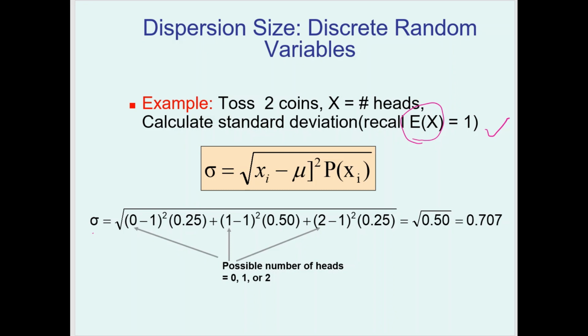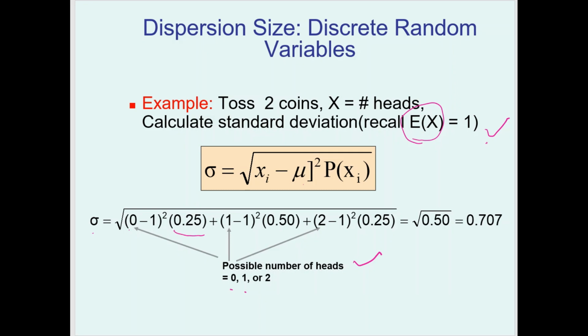And how do we plug in the values? Still remember that the possible numbers of heads that you listed just now are 0, 1, and 2, right? So we just plug in x equals to, the first one we start with 0. So 0 minus 1 here. Why do we put 1? Because this is minus mu, and mu equals 1, right? So 0 minus 1, and then we square it, times what here? P of x.